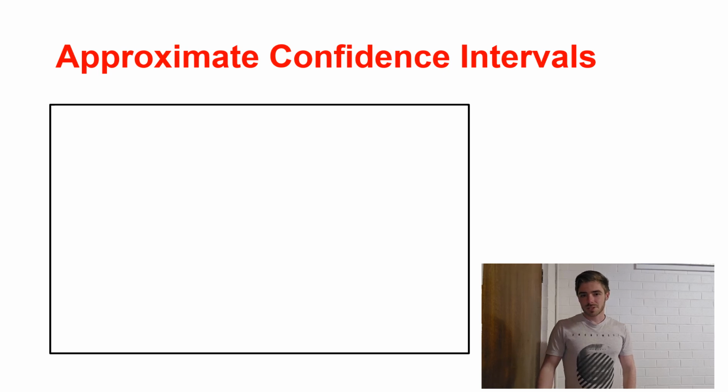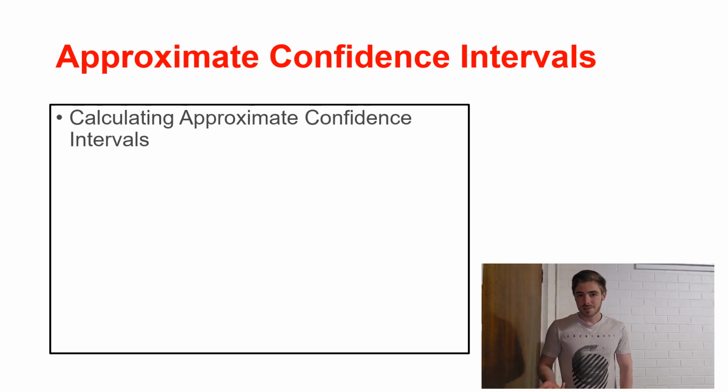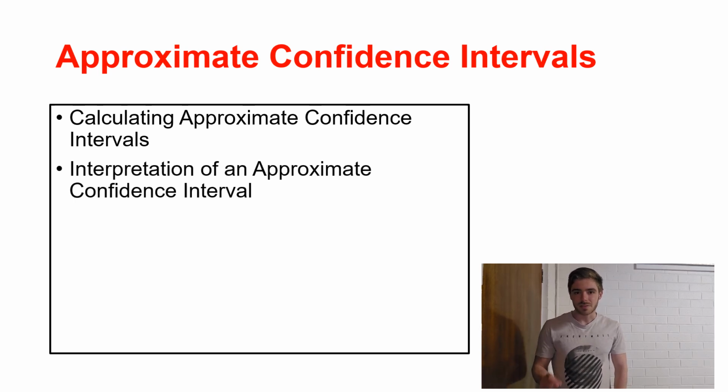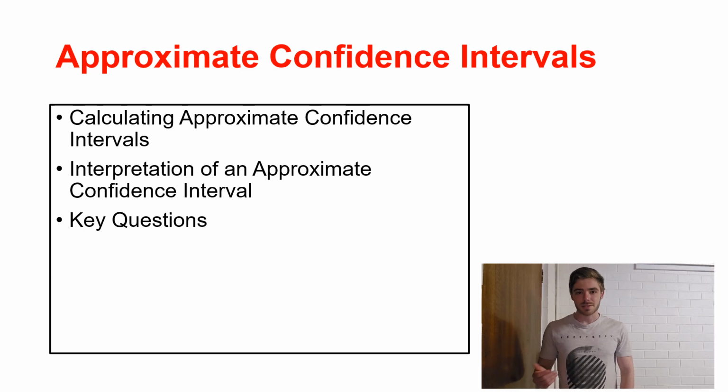In this video, we're going to look at the final topic in sampling and estimation, which is how to calculate approximate confidence intervals. We're going to start by looking at how these confidence intervals are calculated, and then we're going to look at how they're actually interpreted, because it's a little bit different to the other areas of study. And then finally, we're going to look at the key questions that are asked about them in exam conditions.